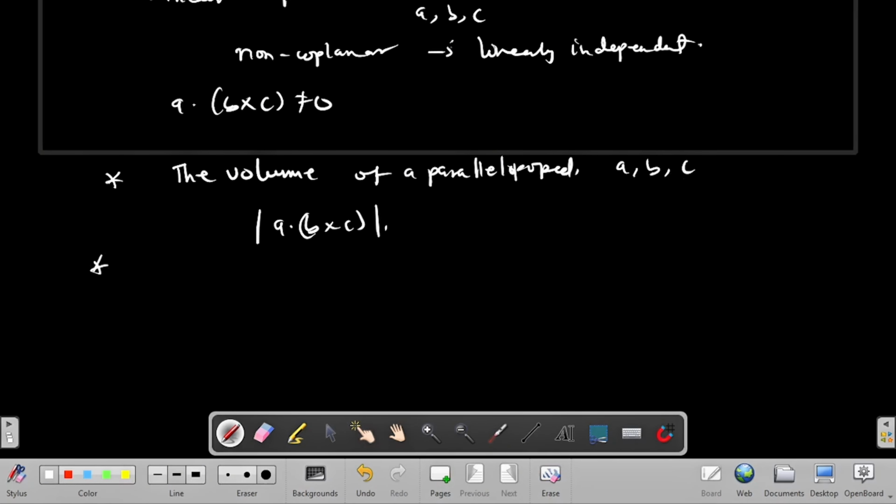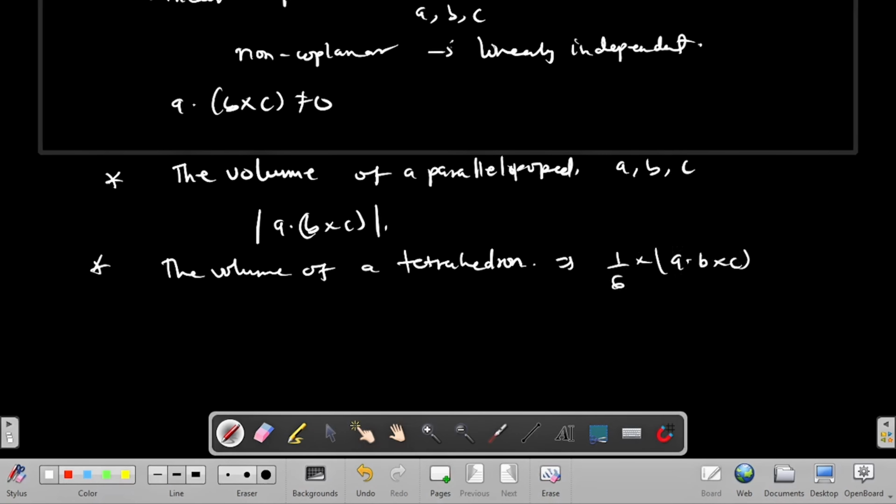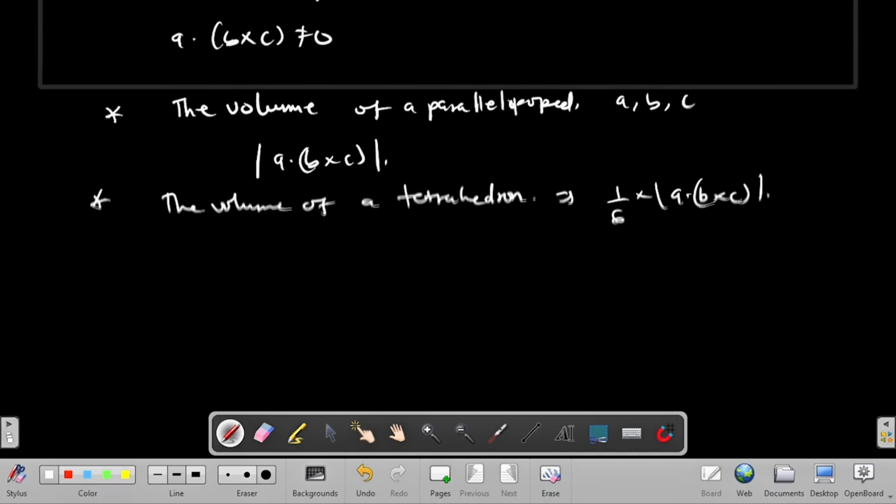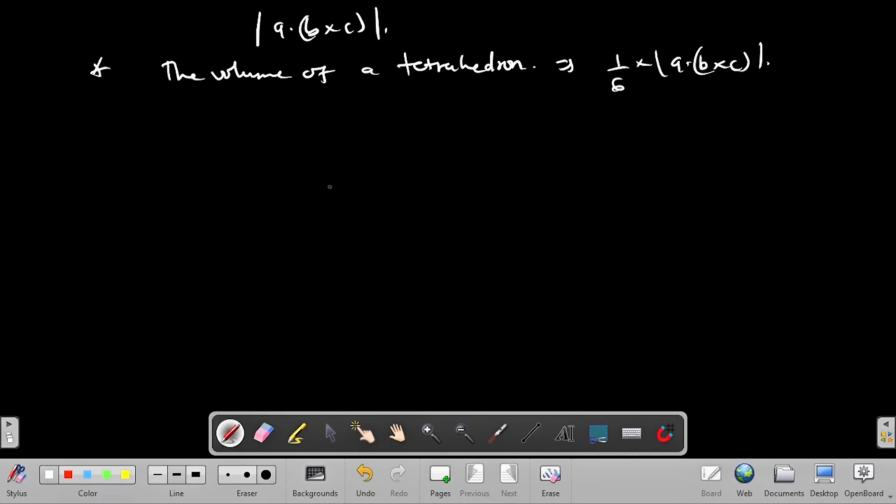We can also use the scalar triple dot product to find the volume of a tetrahedron. The volume of a tetrahedron is simply given as one over six multiplied by the absolute value of A dot B cross C. Take note of that. So this is the volume of a tetrahedron and this is the volume of a parallelepiped. Please take note of this. Now let's solve a couple of examples for you to understand this better.